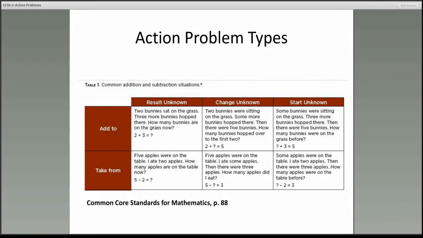This image is part of a bigger chart of problem types that first graders will be expected to solve. You will see in the left column that there are two types of action discussed in the action problem types, add to and take from. And then across the top are three possible positions of unknowns. This results in 6 problem types that can be classified as action problems. And we're going to be looking at each of these more closely.